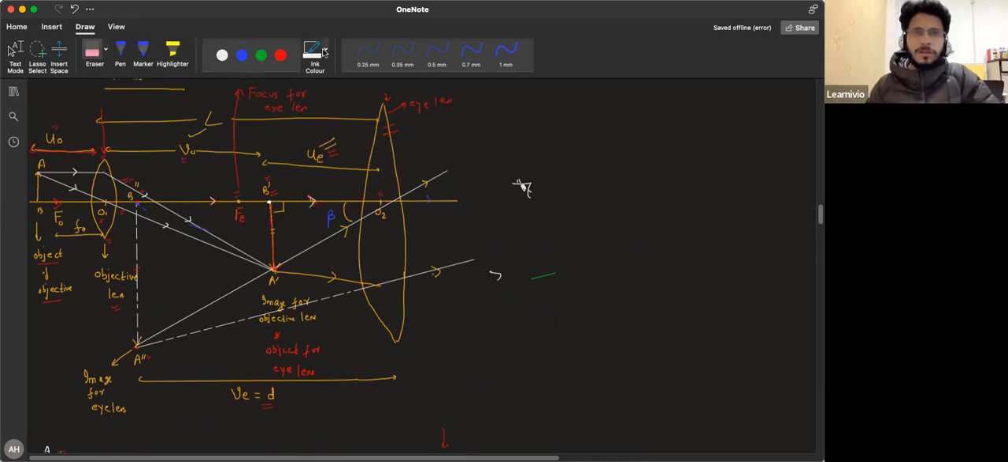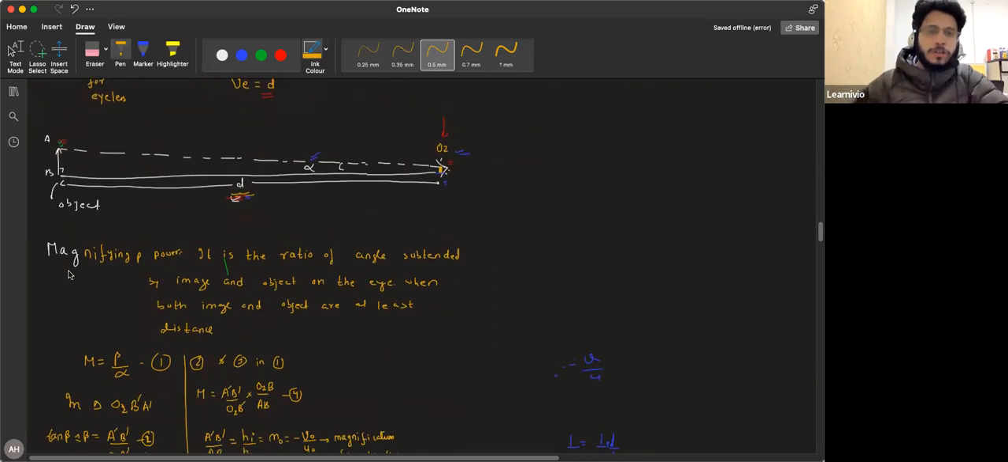That doesn't matter. If you check 4 or 5 authors, some will take A double prime, B double prime in between the two lenses, and some will take it beyond the lens. That really doesn't matter. It just depends on the distance between the lenses. If the distance between the lenses is more than 25 centimeters, then your image will be in between the lenses. But if the distance is less than 25 centimeters, then your image will be beyond the objective lens.